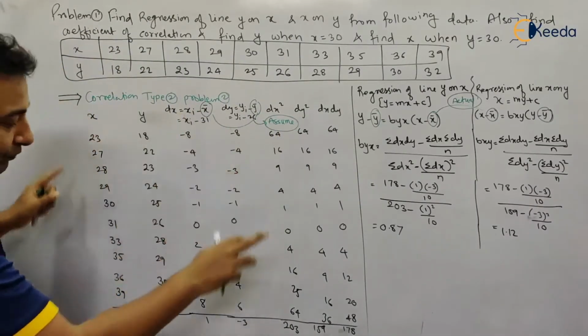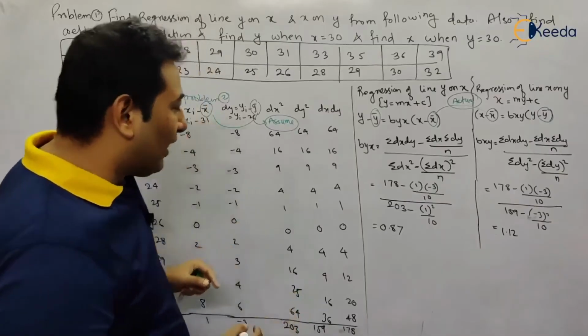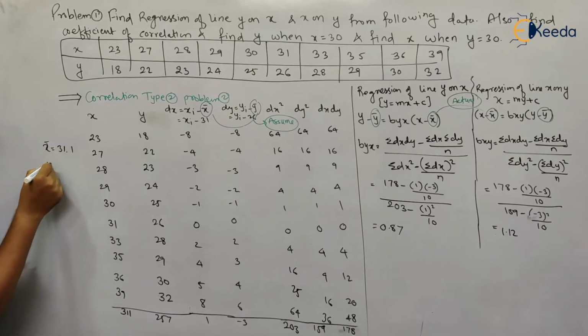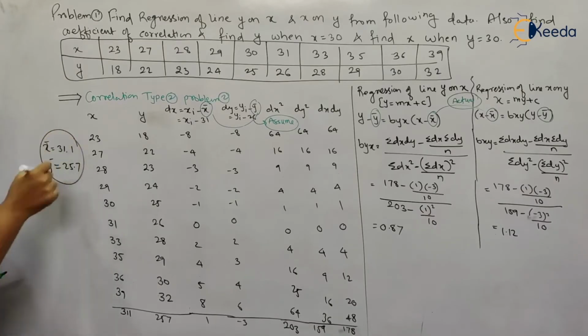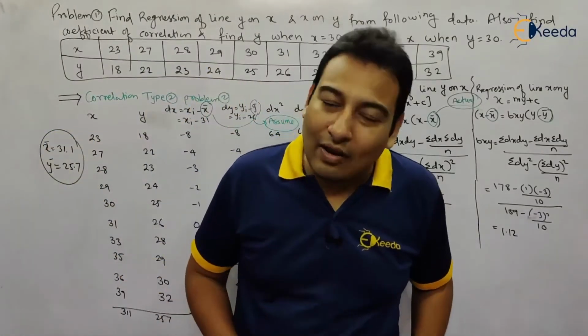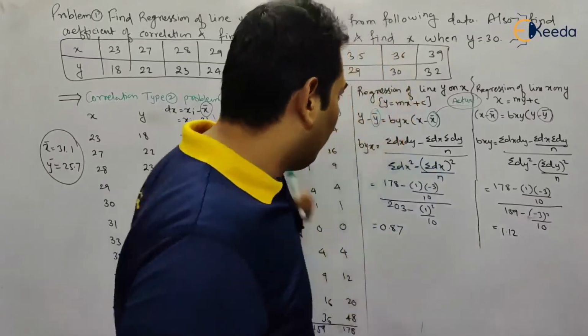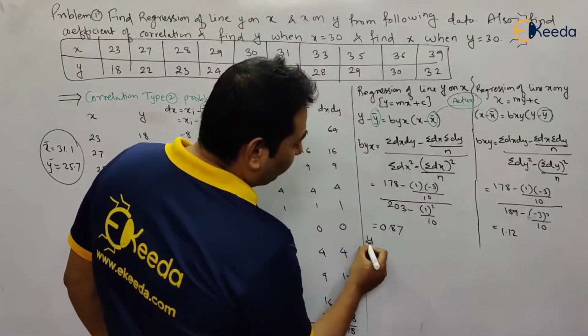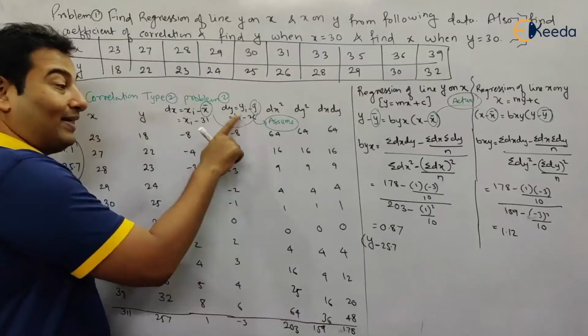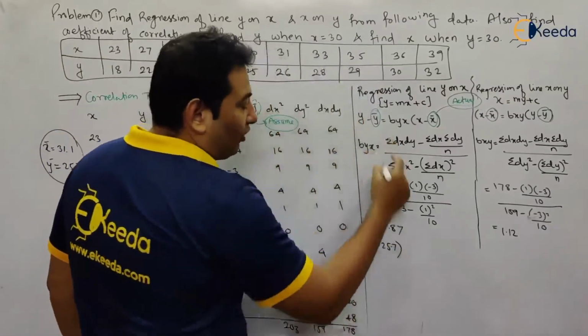So what are the actual values? Here the actual x bar and y bar values are 31.1 and 25.7. Please go back and check, we have already calculated this in detail. X bar is 31.1 and y bar is 25.7. These are the actual values. And how did we get those values? In type number 2, problem number 2, x bar means summation of x upon n and y bar is summation of y upon n. So these values we are going to use here. So that is y minus y bar, where for y bar I am going to use 25.7, not 26. It should be very clear. Byx we got as 0.87.